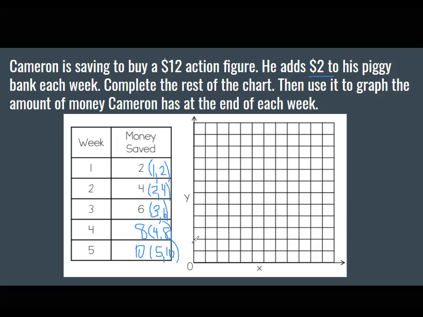So let's plot these. So we know that we always are going to move to the right first, and we're always going to start at our origin. So starting at the origin, we're going to go to the right first, 1, and then we're going to move up 2. Then we're going to find 2, 4. So we're going to go over to the right 2 and up 1, 2, 3, 4.